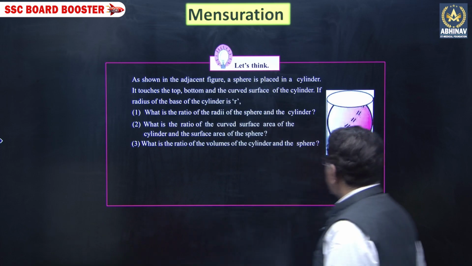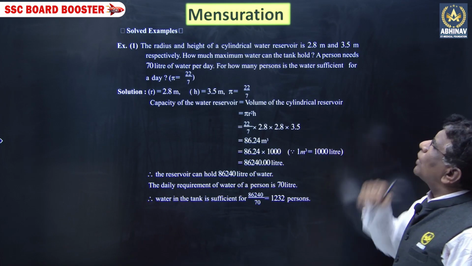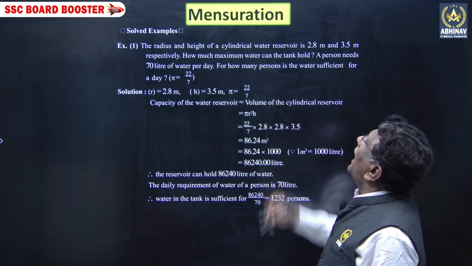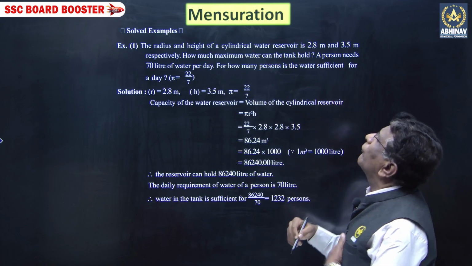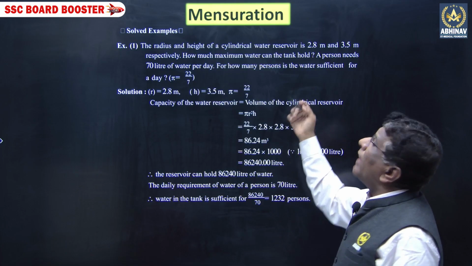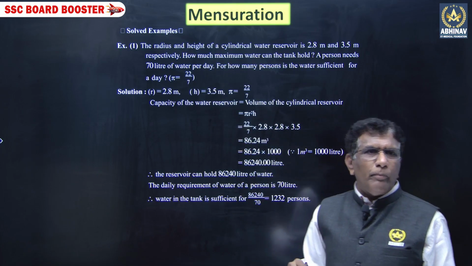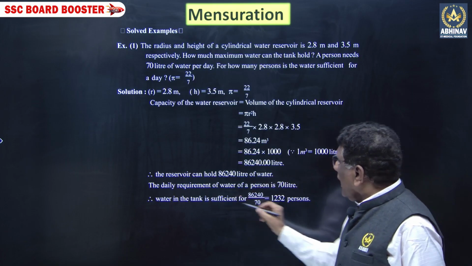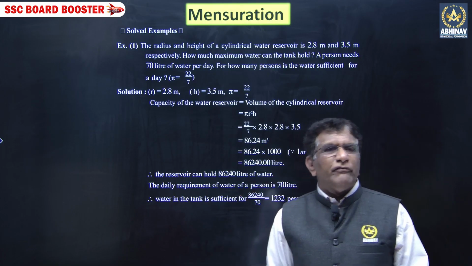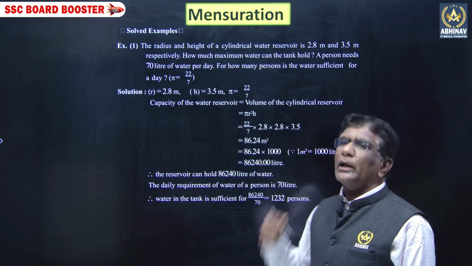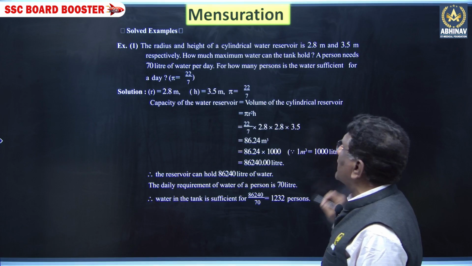Coming to the next example, see here, this is one of the solved examples. The radius and height of the cylindrical water reservoir are 2.8 meter and 3.4 meter respectively. It is given, and we have to find the volume of this water, that is nothing but the capacity of water, and also calculate how much this water is sufficient for how many persons. So go through this example thoroughly. It is also one of the solved examples.